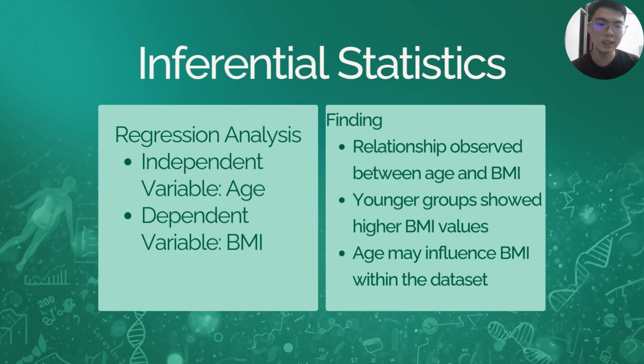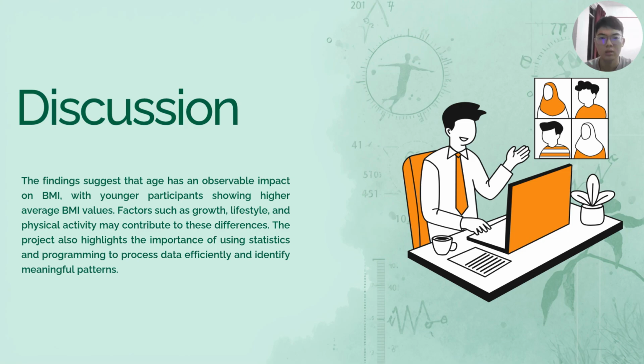Although the dataset was created for educational purposes, the regression analysis demonstrates how inferential statistics can be used to identify relationships between variables and support conclusions based on data. From the results, we can observe a clear difference between the younger and older age groups. One possible explanation is that teenagers experience physical growth and developmental change, which may affect their BMI values.